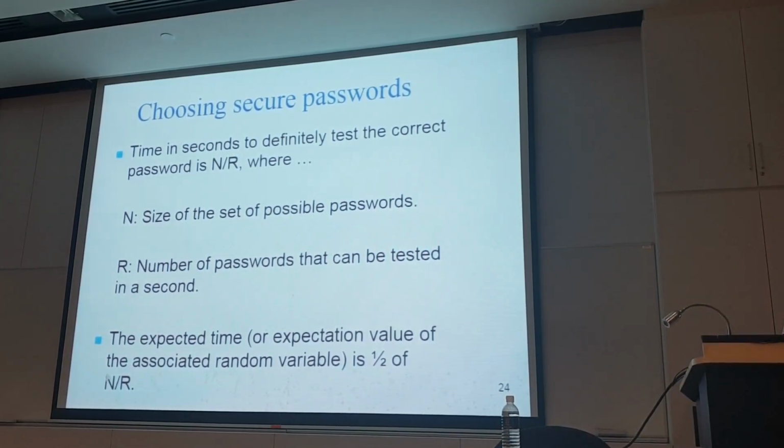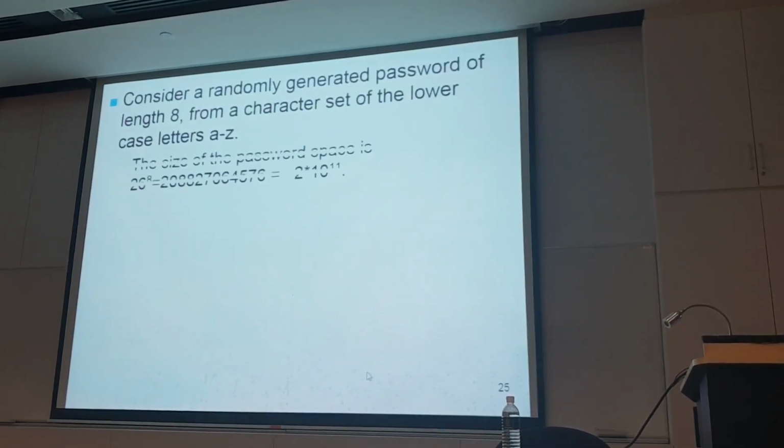In the worst case, you will need n divided by r time, where n is the number of possible passwords and r is the number of passwords that can be tested by the attacker per second. But the expected time is only half of the worst case. So this is the worst case for the attacker, and the expected time is half of this worst case.